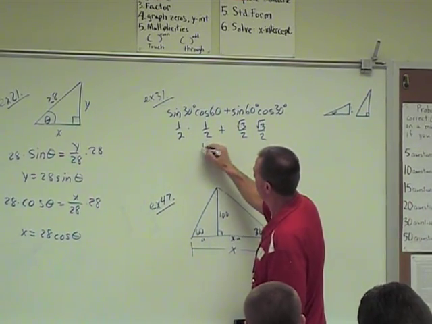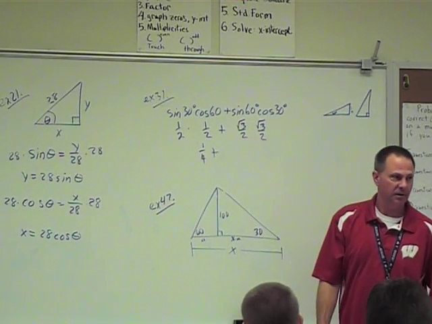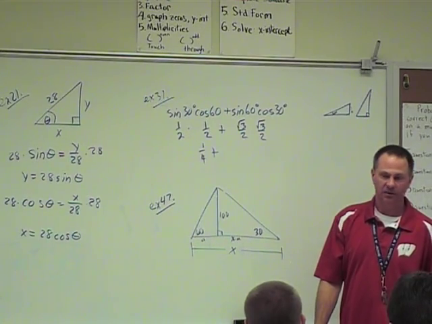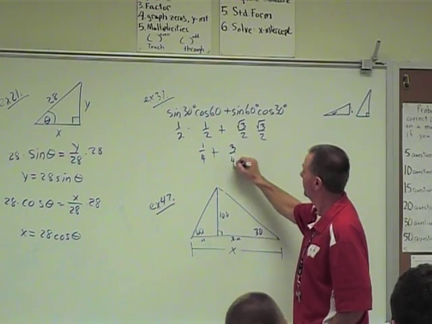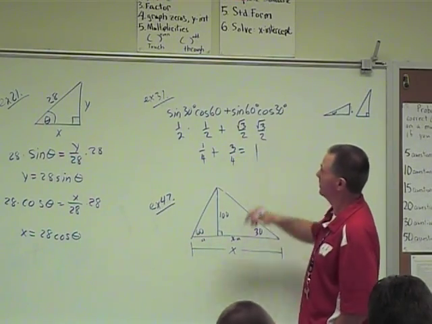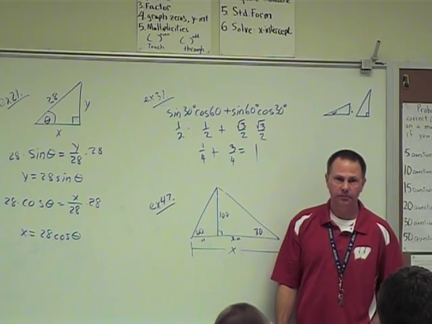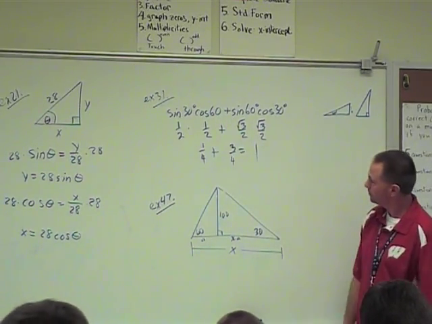Okay, multiply these together, that's 1/4. Radical 3 times radical 3 is what? Radical 3 times radical 3 is 3. 2 times 2 is 4. 1/4 plus 3/4 is 1. This is actually from a formula we're going to learn later on.